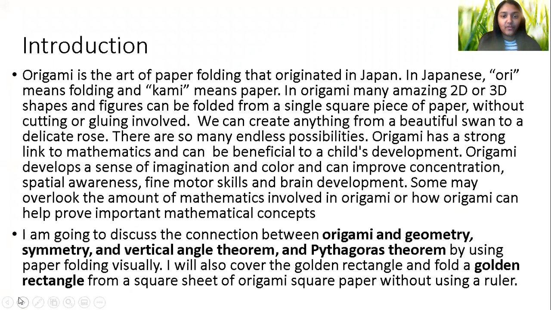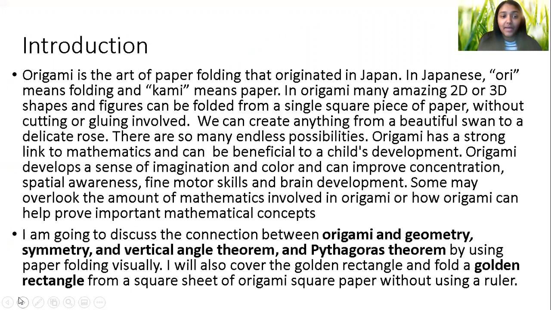Origami is the art of paper folding that originated in Japan. In Japanese, ori means folding and kami means paper. In origami, you can make many amazing 2D or 3D shapes and figures with a single square piece of paper without any cutting or gluing involved. You can create anything from a beautiful swan to a delicate rose. There are so many possibilities.